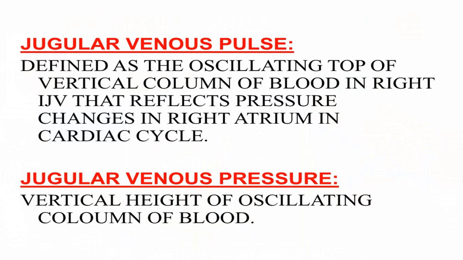Now, what is jugular venous pulse? It is defined as oscillation of the top of the vertical column of blood. As we examine the right internal jugular vein, we always mention the right internal jugular vein, that reflects the pressure changes in the right atrium during the cardiac cycle. That we call a pulse.